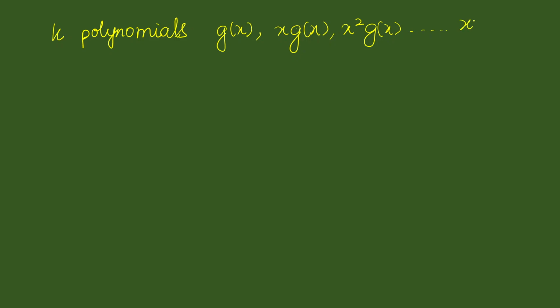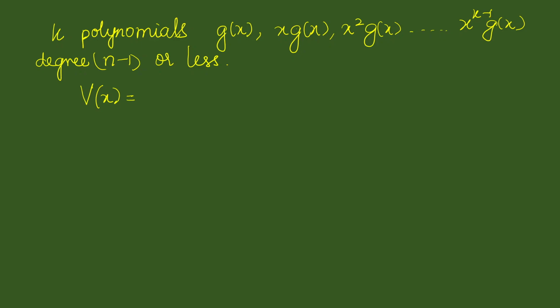I have the last one as x raised to k minus 1 into g of x. So how do we find out? All these polynomials will be of degree n minus 1 or lesser. So from these polynomials, when we find the linear combination of these polynomials, we obtain the code word vector v of x. How do we obtain it?